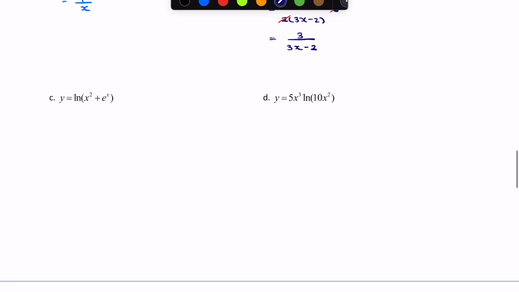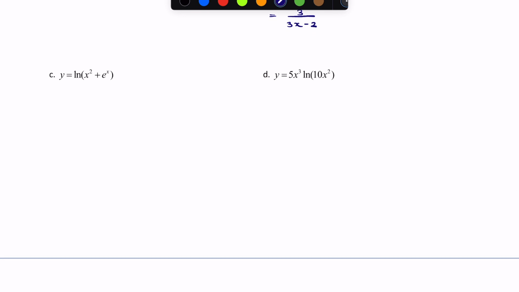Okay, so let's continue here. Here we have y is equal to ln of x squared plus e to the power of x. So y prime is equal to 1 over, again, everything inside the brackets, x squared plus e to the power of x, and then multiplied by the derivative of the inside. The derivative of x squared is 2x, and the derivative of e to the power x is simply e to the power of x. So here we write at the top 2x plus e to the power of x, over x squared plus e to the power of x.